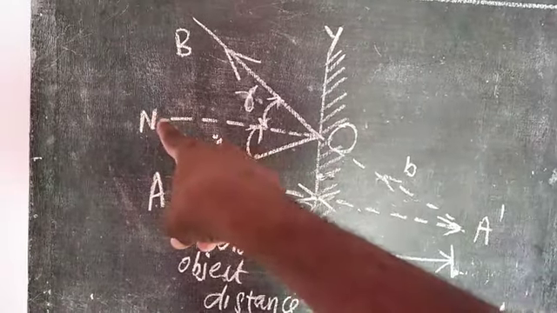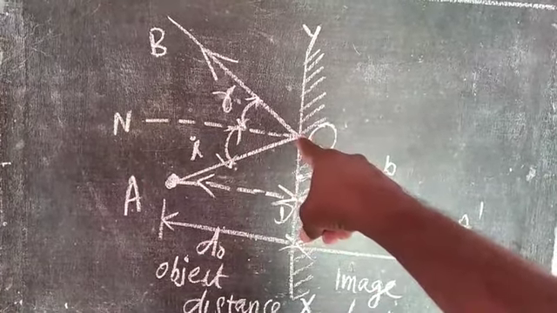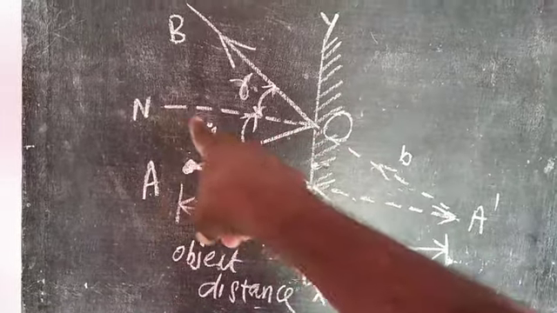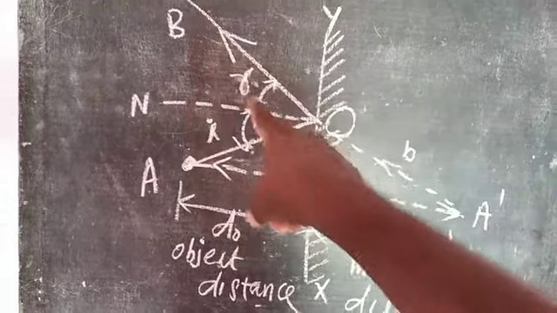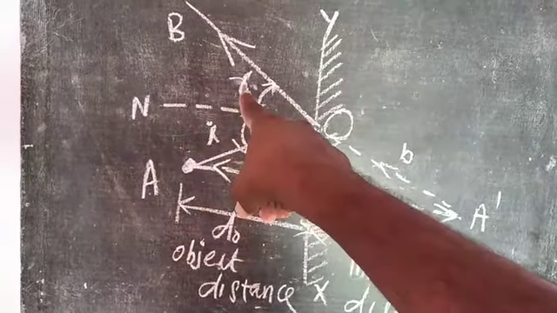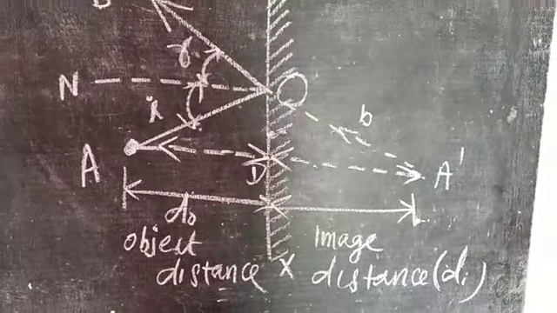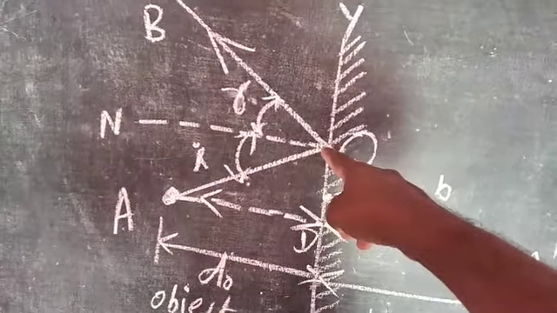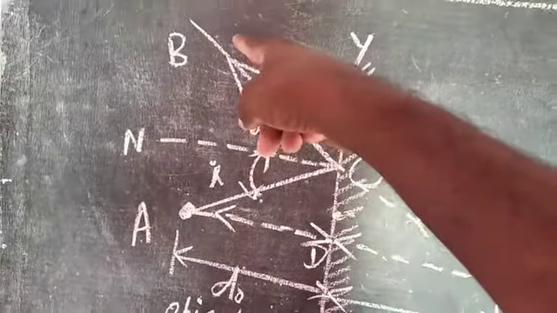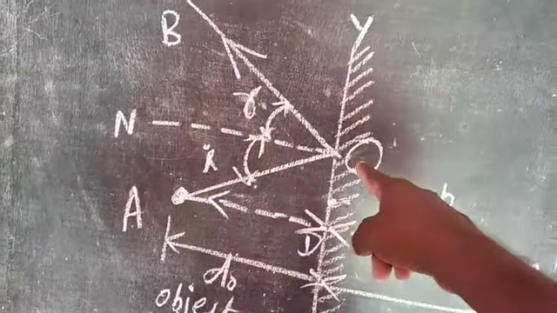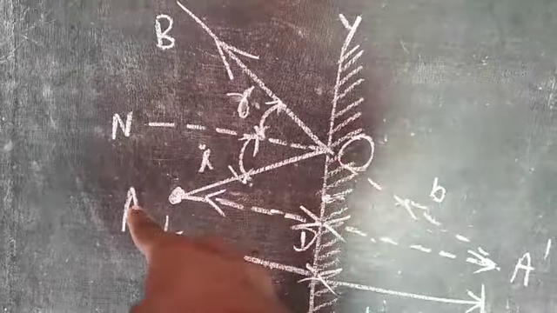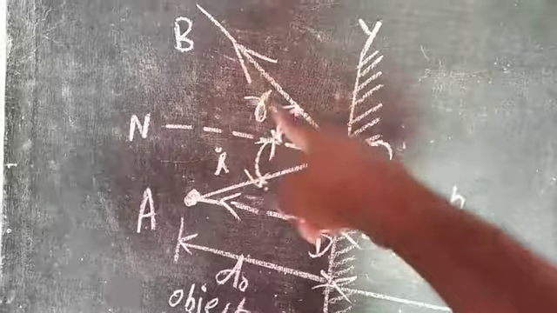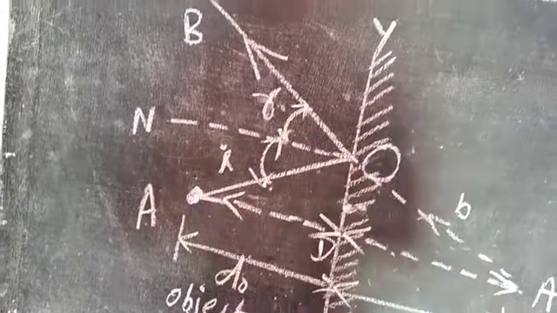ON is the normal, the perpendicular line at the point of incidence O. So angle AON is the angle of incidence I, and angle BON is the angle of reflection R. AO is the incident ray, OB is the reflected ray, NO is the normal. So here angle AON, the angle of incidence I, is equal to angle BON, the angle of reflection R.